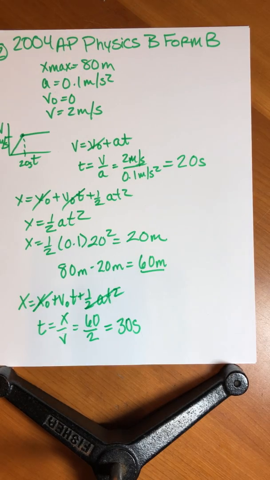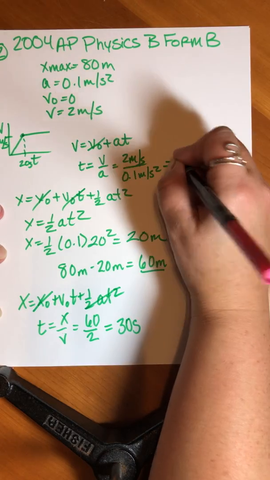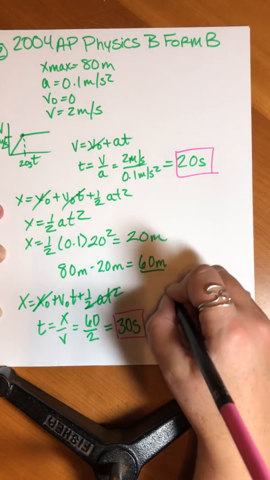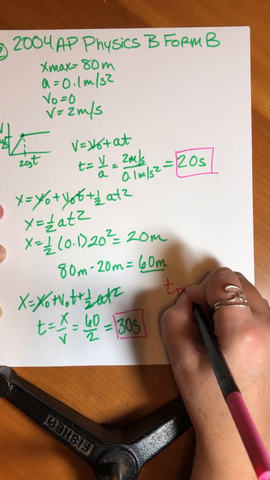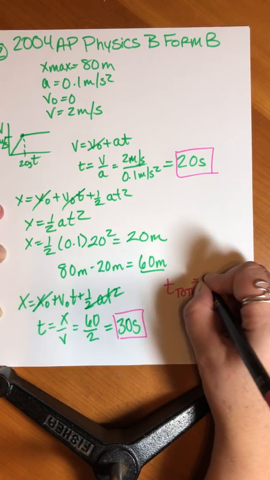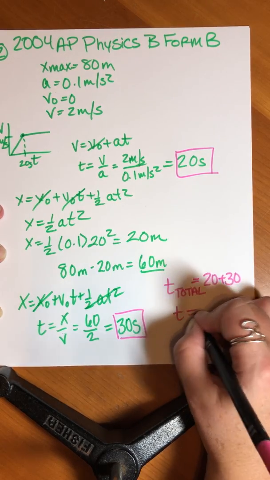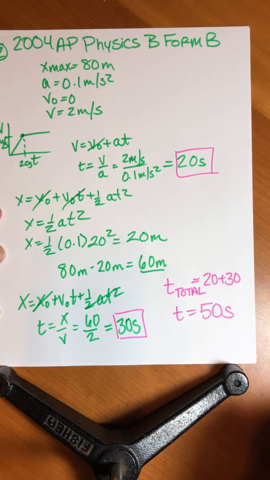So what that tells us is that we spend the first 20 seconds of the trip accelerating downward until we reach our maximum velocity. And then the remaining 30 seconds of our trip, we travel at a constant velocity. So our time total is just 20 plus 30 seconds. So T equals 50 seconds.